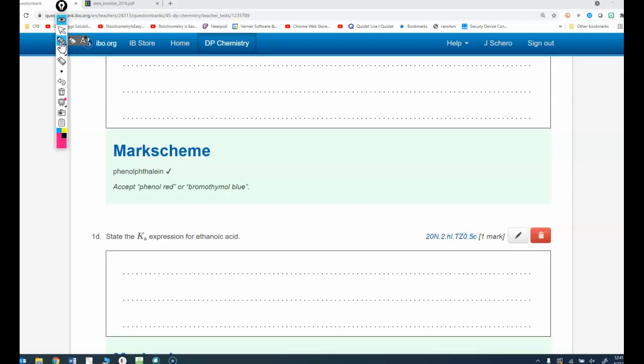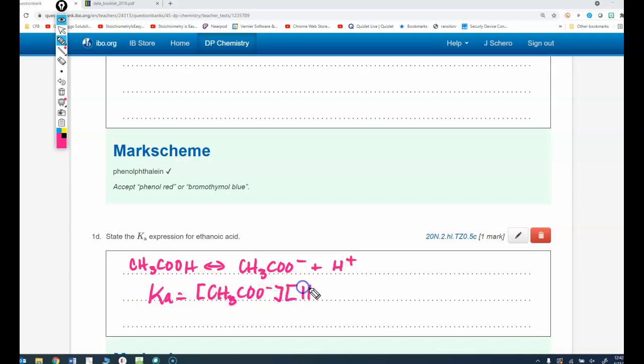So to be able to figure out the Ka expression, we have to write out the dissociation of the ethanoic acid, which, since that's a weak acid, gets an equilibrium double-sided arrow. That means we're going to have CH3COO⁻ and H⁺. So our Ka expression should be written as [CH3COO⁻][H⁺], and we're going to have the acid on the bottom as the denominator. So that's what you should get.